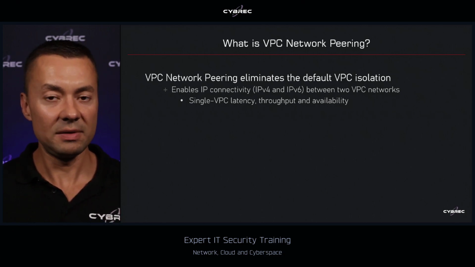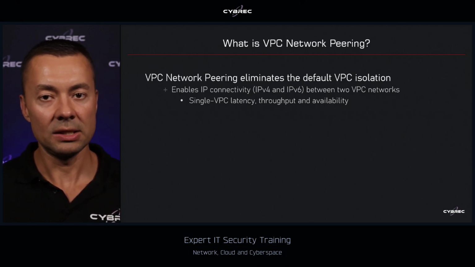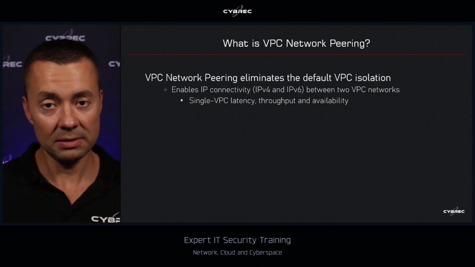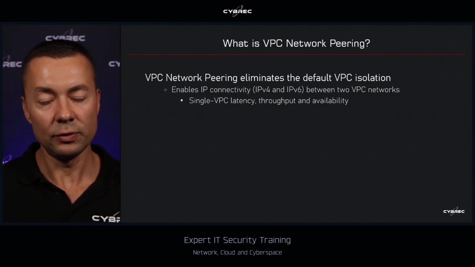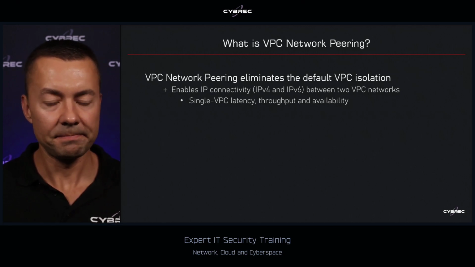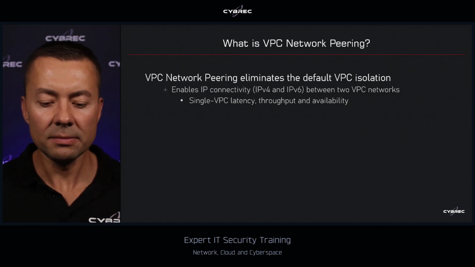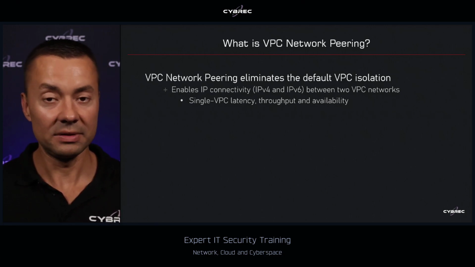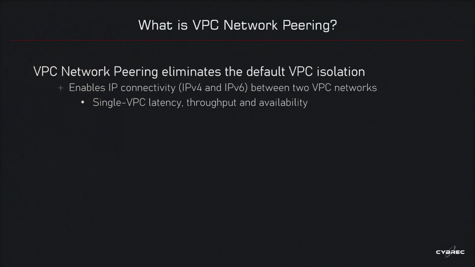Now, as a result of VPC peering, resources in the two VPCs that we peer will be able to reach each other, assuming that the firewall policies allow for that, and the experience is going to resemble a single VPC communication, which means that the latency, throughput, and availability are going to be the same as if the resources were in a single VPC network. The peered VPCs, as I said, can belong to the same or different projects.